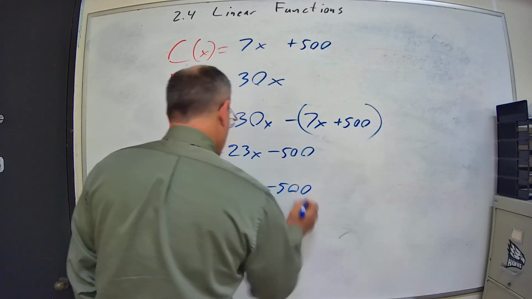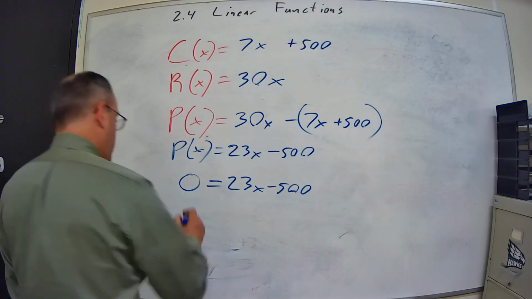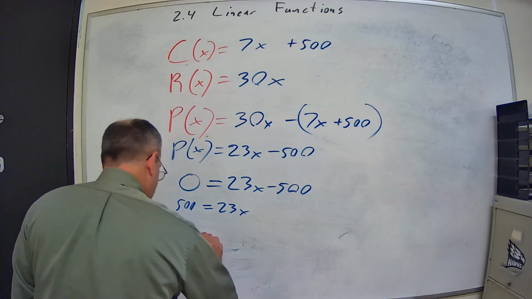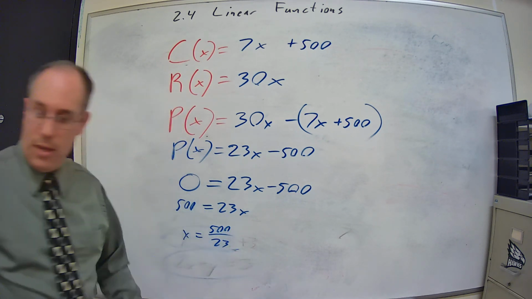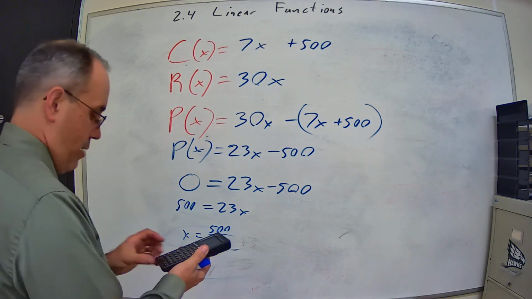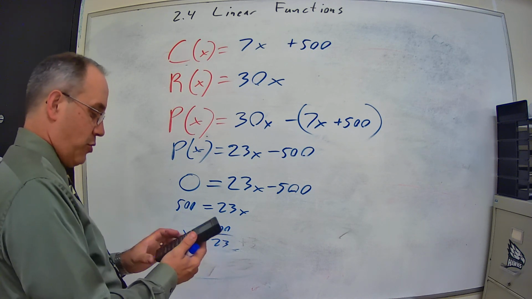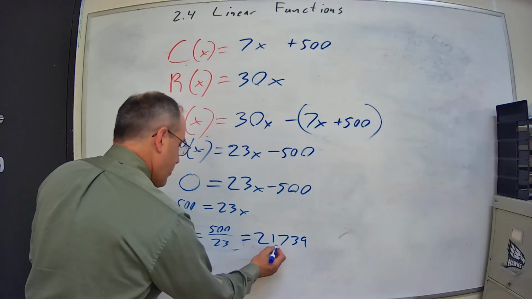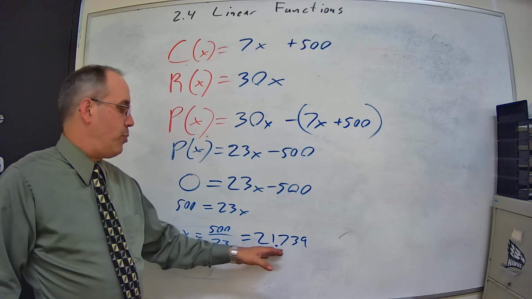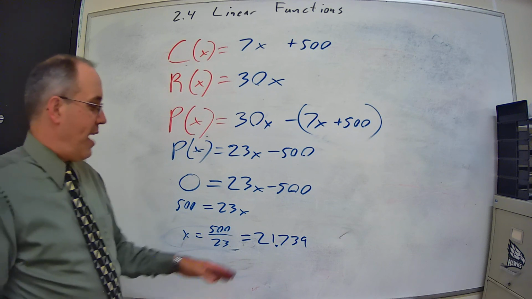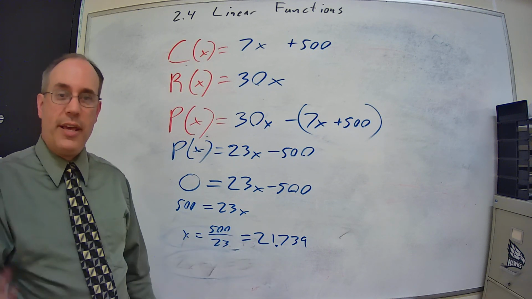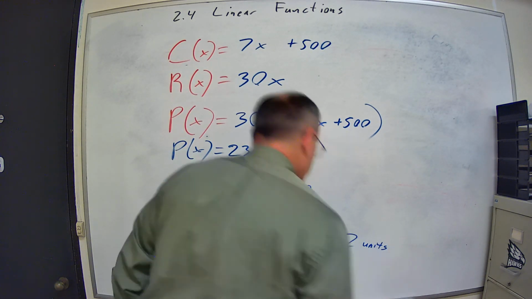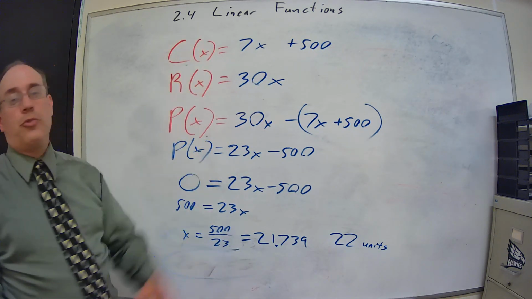23x minus 500 equals 0. I want to get x by itself, so we're going to add 500 to both sides. 500 is equal to 23x. I'm going to divide both sides by 23. x is equal to 500 divided by 23. I'm going to reach over and grab my calculator because I don't want to do that in my head. 500 divided by 23 gives me 21.739. So my break-even point is at 21.739 units. So I have to make at least that many to start making a profit. So my break-even point is 22 units. And that finishes up section 2.4, linear functions.